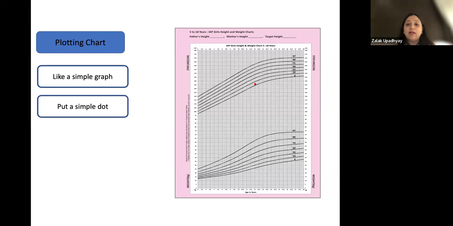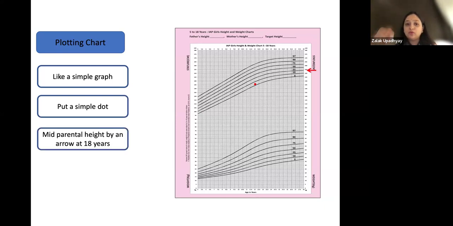Just use it like a simple graph. Put a small dot, not the whole circle. The dot should be so small that you do not cover 2 or 3 squares at a time. Here I have shown a little big dot just to show you. Otherwise, it should be a small dot only, not a circle. Mid parental height at 18 years, plus or minus 6. Put that as a range and you know how the child is doing.